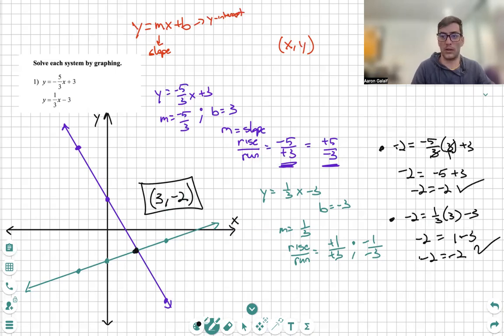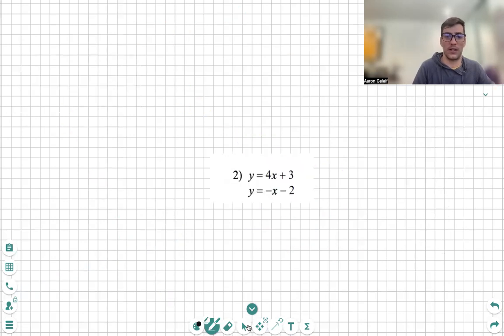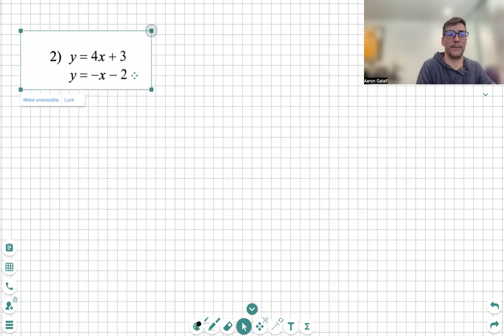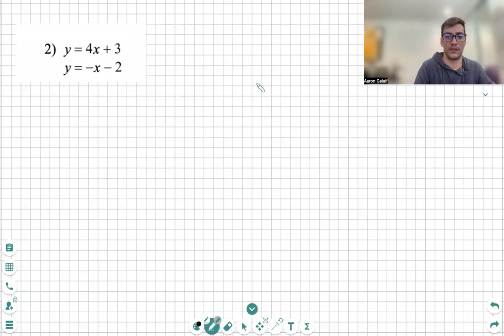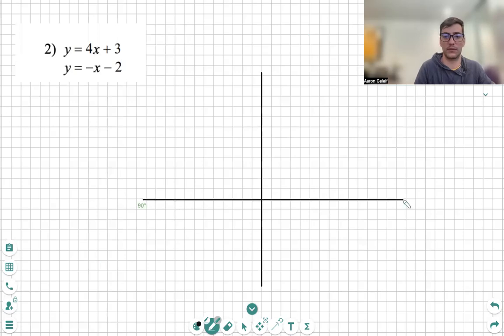Let's do one more. Let us graph and jump straight into it. So let's draw our XY coordinate graph, draw our arrows, label.